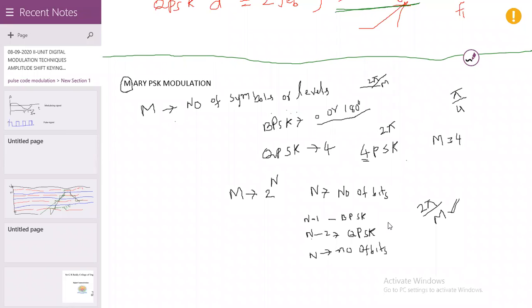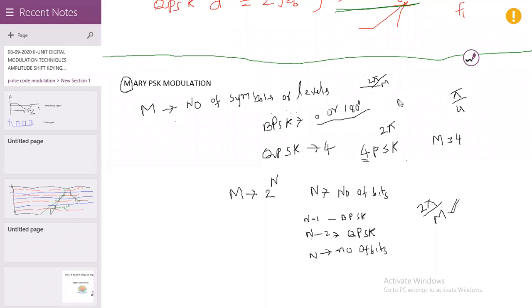M is the number of symbols or levels, and N is the number of bits. According to our requirement, we can transmit more information. The number of bits can be increased, so the information rate can be increased. Here we can indicate TB, the bit duration.